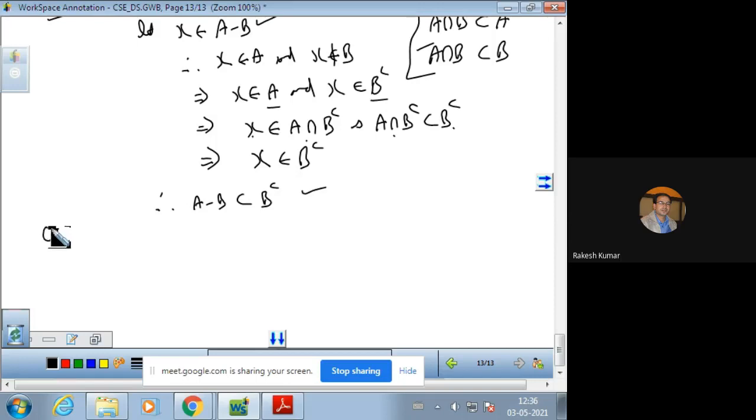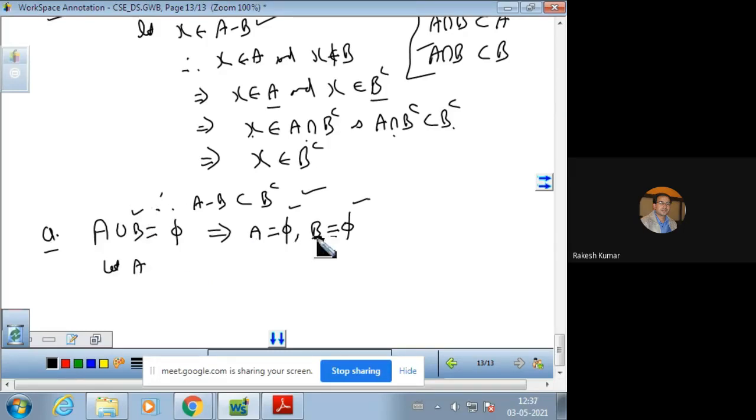Now one more result which we have to prove. Prove that A union B is phi implies A is phi and B is phi. अब ये तो एक क्लियर सी बात है कि दो सेट्स का यूनियन है वो एम्प्टी दे रहा है, तो इट इज वेरी मच क्लियर दैट बोथ सेट्स शुड बी एम्प्टी, बट वी विल प्रूव इट. सो ये गिवन है और ये वी नीड टू प्रूव.